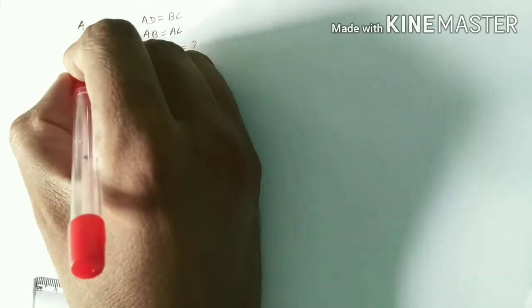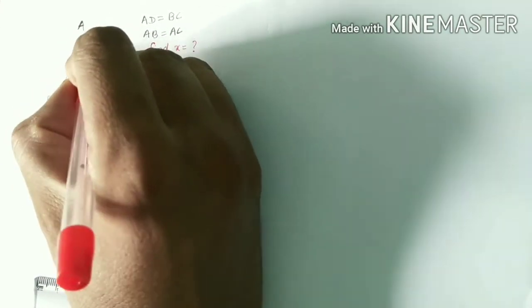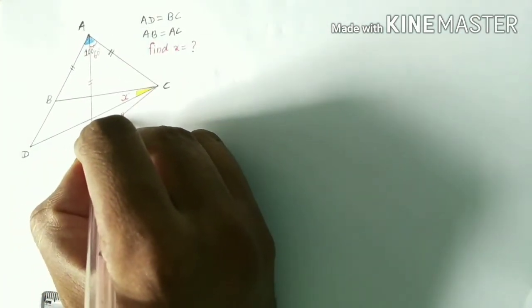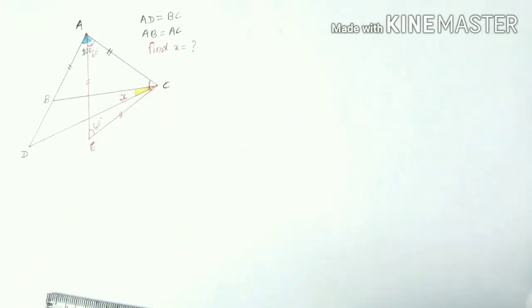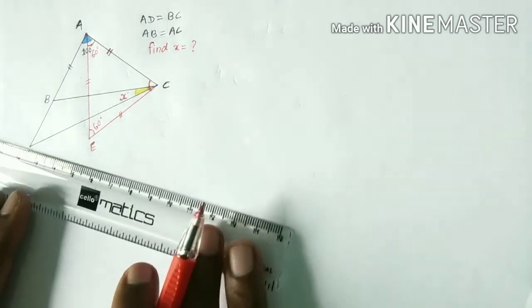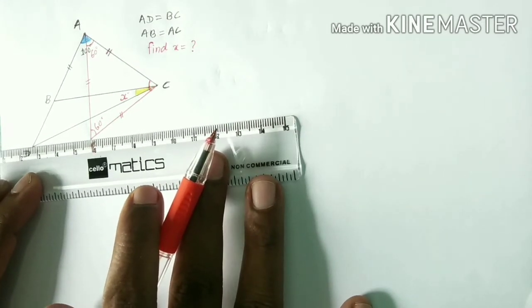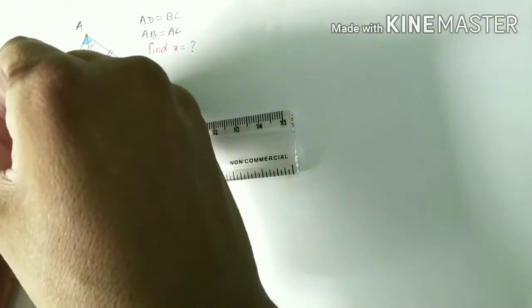This angle will be 60 degrees. This angle also will be 60 degrees, and this whole angle also will be 60 degrees, because each angle of an equilateral triangle is 60 degrees. And then we join these 2 points, D and E. So let's join it.